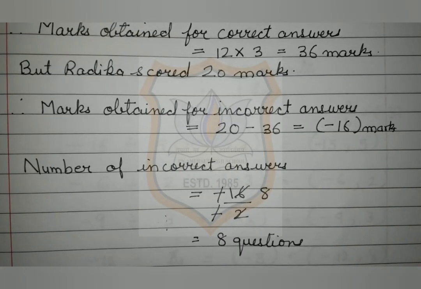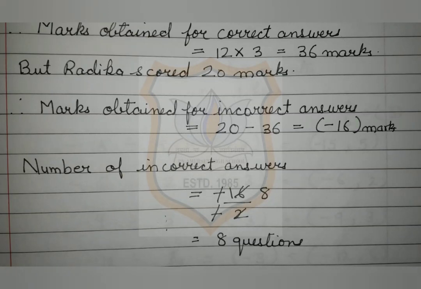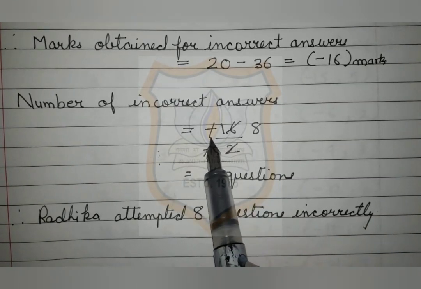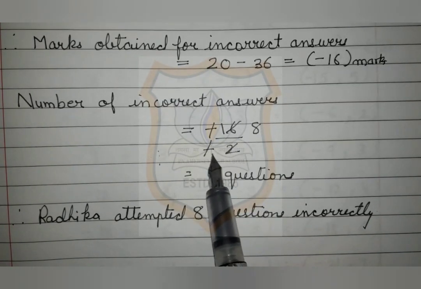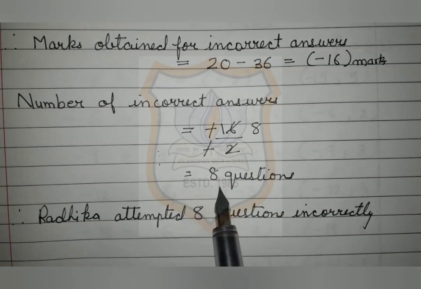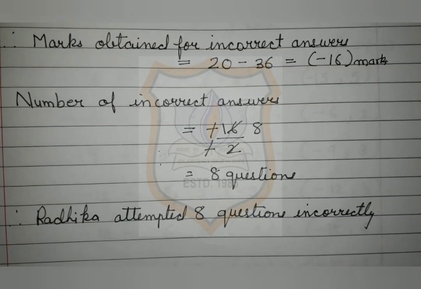But students, you have to calculate the number of questions that she attempted incorrectly. So, the number of incorrect answers is equal to minus 16 divided by minus 2. Minus cancels minus. 2 eights are 16. So, that comes to be 8 questions. So, we can say that Radhika attempted 8 questions incorrectly.